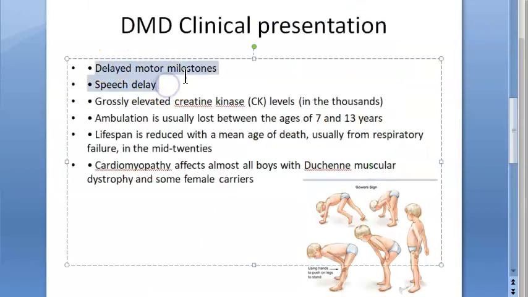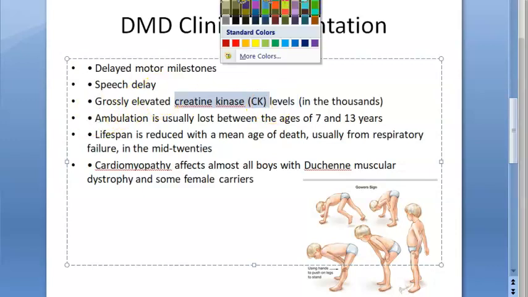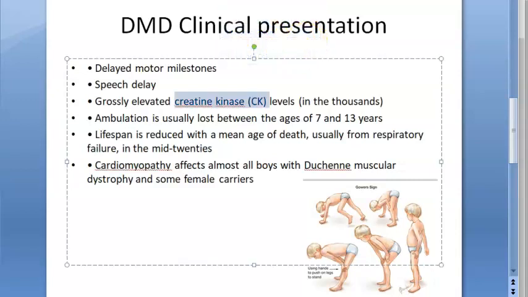Wait. So we told you motor milestones are delayed, speech is delayed. So those are symptoms. What about this? When you do lab diagnosis, you will see creatine kinase levels are elevated. Okay, so let's put this as an elevated thing. It's not a red, actually it's elevated. That's why I'm not putting it. It's not less, it's more.